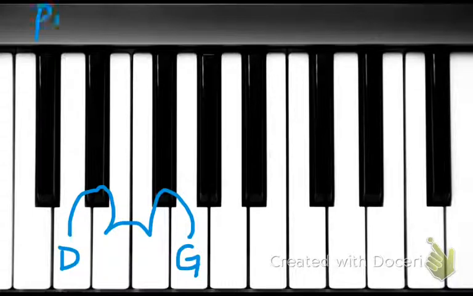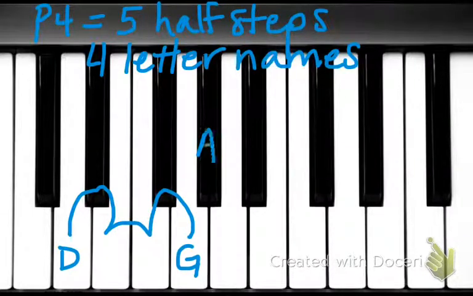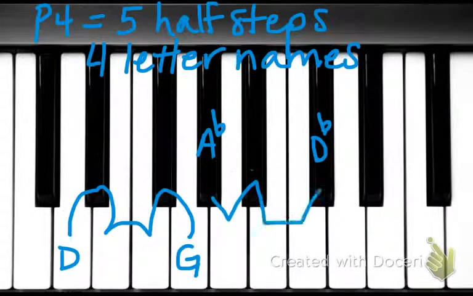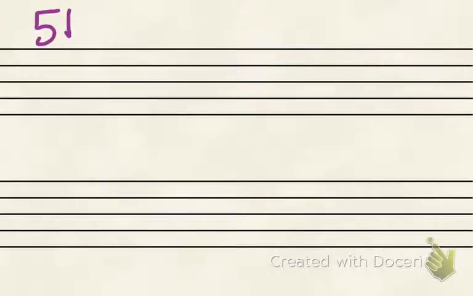On the keyboard, fourths are going to be a little bit bigger than a third. Now I'm five half steps away. D, E, F, G. 1, 2, 3, 4, 5 half steps. Four letter names away.